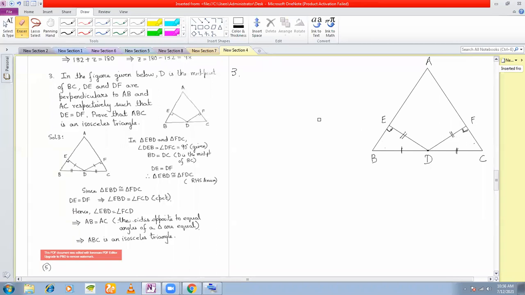First, we shall see how to prove the triangles are congruent. So in triangle EBD and triangle FDC, what angle? Angle DEB is equal to angle DFC, is equal to 90 degrees. This is given, right?